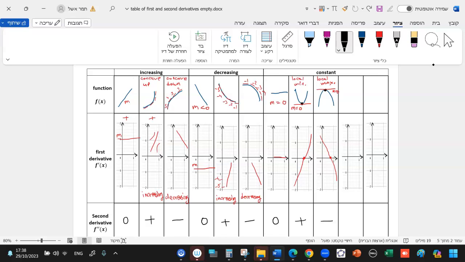There are two more cases or shapes of a function where the function is constant for a point. One of them looks like this, and one of them looks like this. These are called inflection points. This is positive inflection, and this is negative inflection.